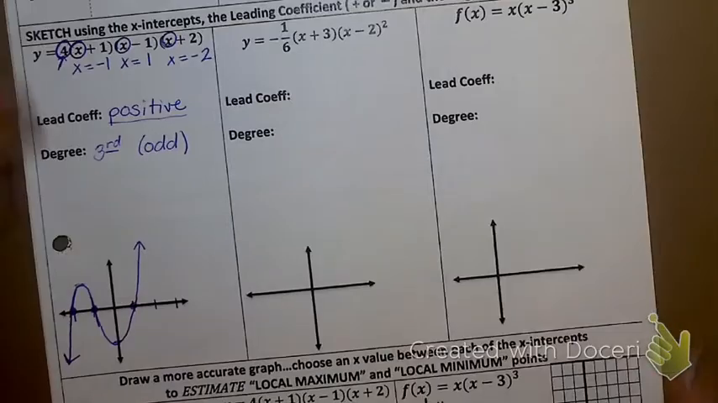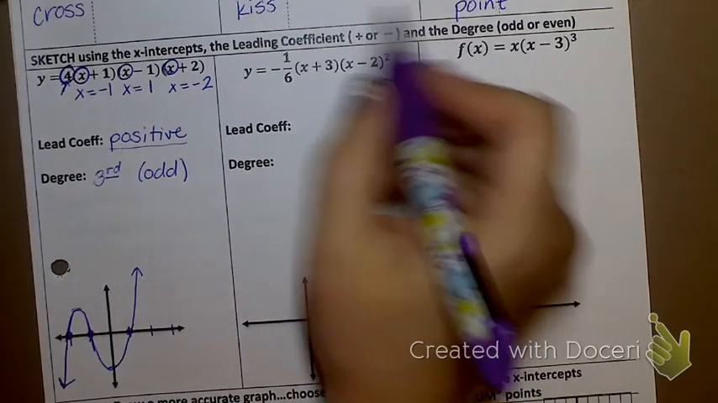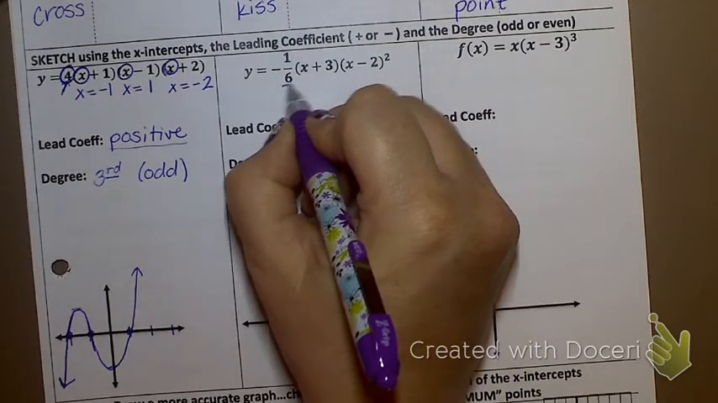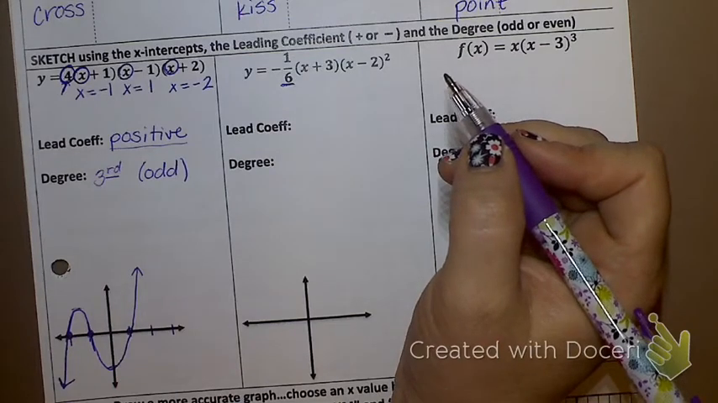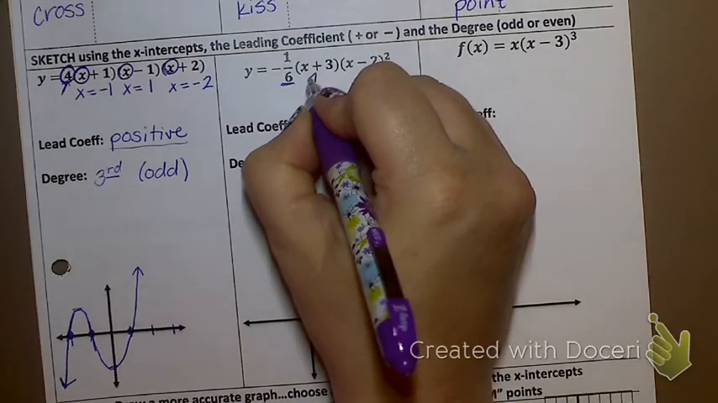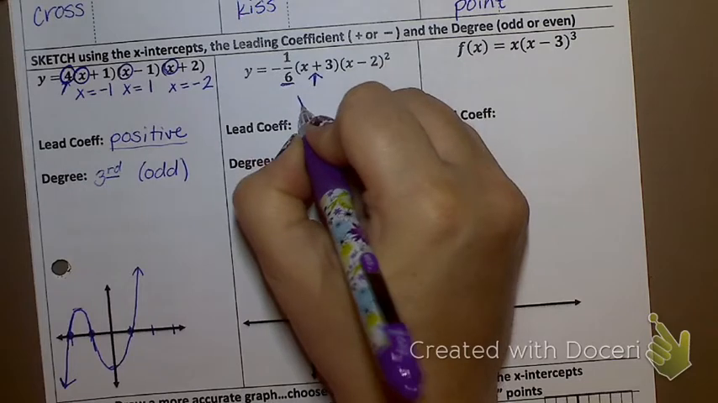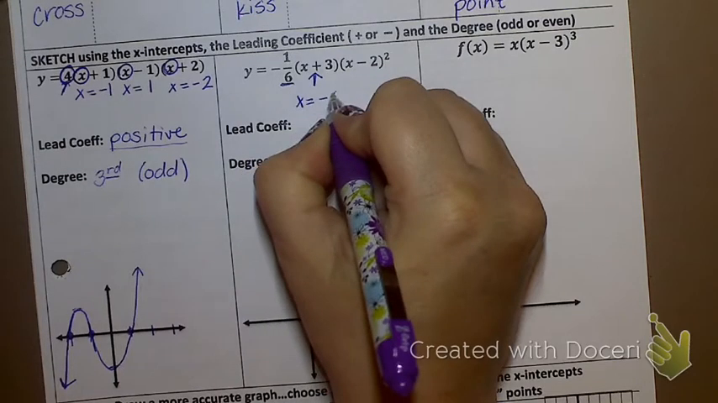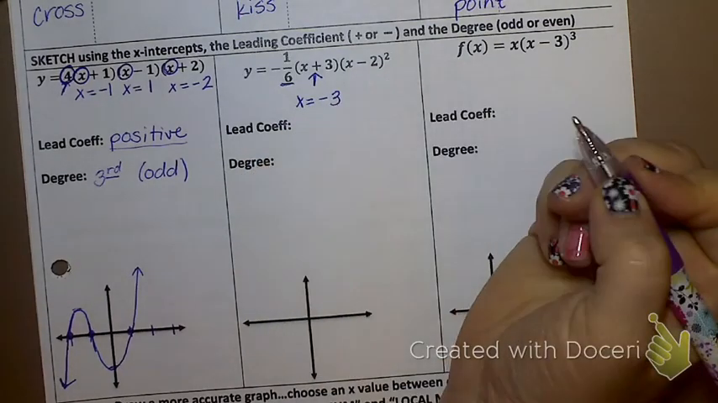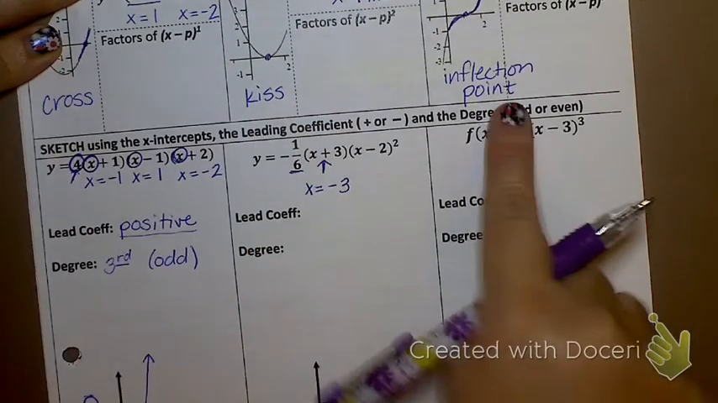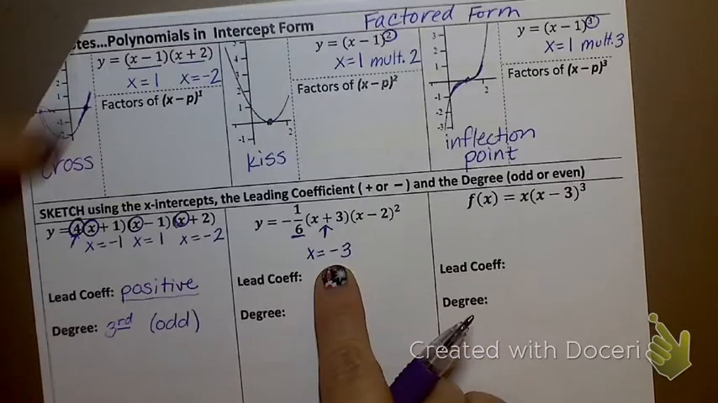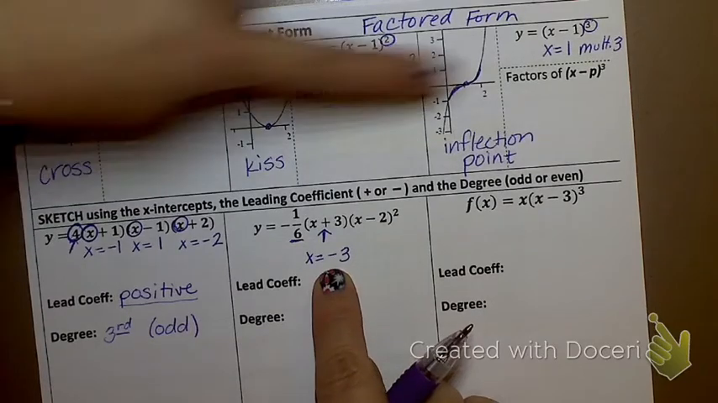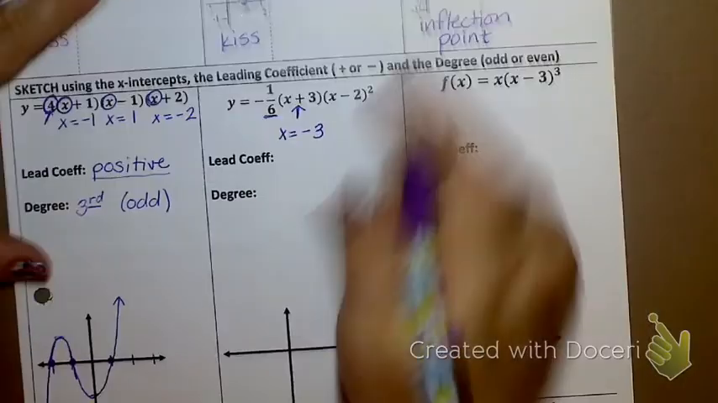So let's look at the next one. Over here. Is there a 0 right here? No. No x, no 0. What is the 0 I get from this parentheses? X equals -3. Is that a cross, a kiss, or an inflection point? Cross, because it doesn't have a multiplicity of 2 or 3. That makes it a cross.